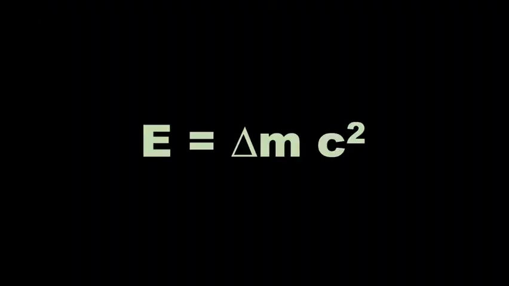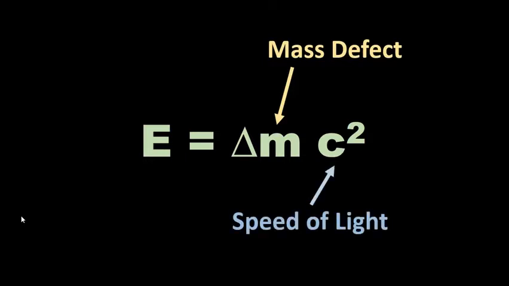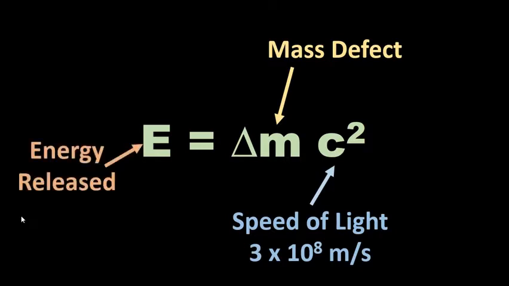Let's examine this equation in a little more detail. Delta M is the mass defect, or the mass that is missing from our reaction. C is the speed of light, 3 times 10 to the 8th meters per second. That's already a big number, and squaring it makes that term even larger. E is the energy released in our reaction. This tells us that the mass defect, the mass that disappeared in our nuclear reaction, actually turned into energy. Mass and energy are equivalent.